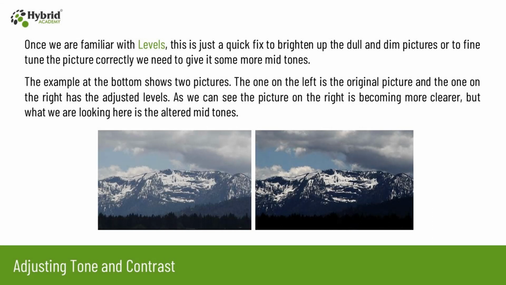Now, once we are familiar with the levels, this is just a quick fix to brighten up the dull and dim pictures. To fine-tune the picture correctly, we need to give it some more mid-tones. The example below shows 2 pictures. The one on the left is the original picture, and the one on the right has the adjusted levels. As we can see, the picture on the right is becoming clearer, but what we are looking at here is the altered mid-tones.